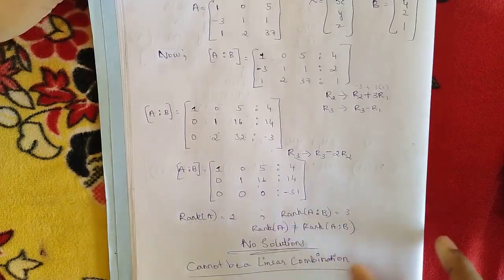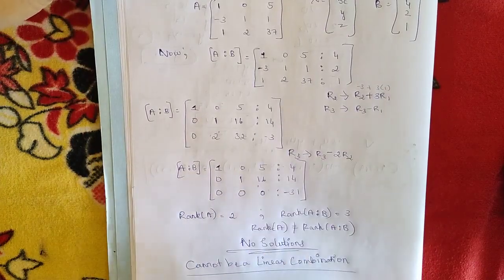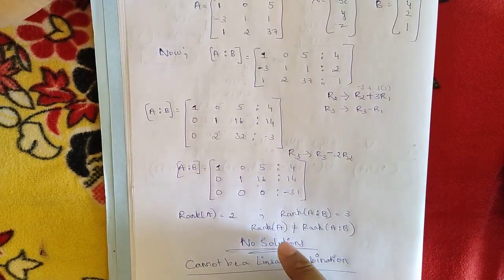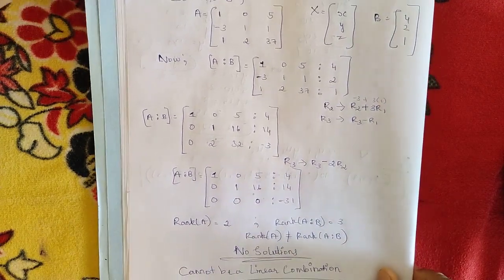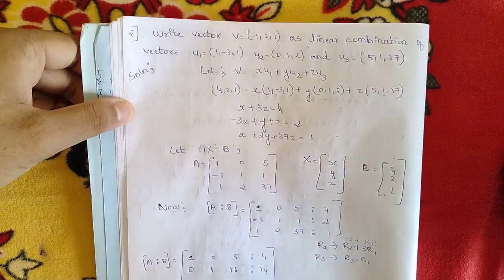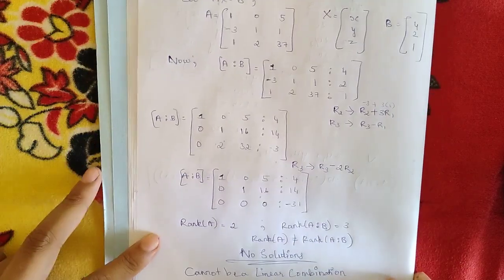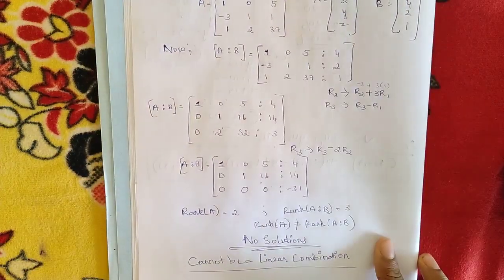Okay, whenever we get rank of A and rank of augmented matrix not equal, then we can directly write that there are no solutions, so it cannot be represented as a linear combination. Okay, so like this the problems related to linear combinations are solved. So please go through it.